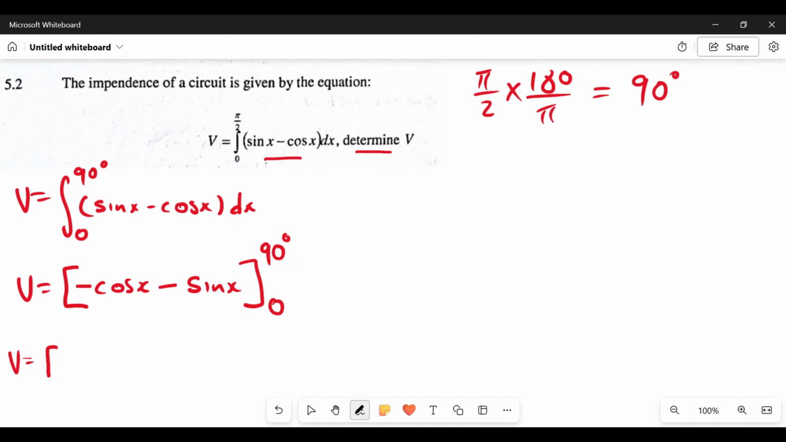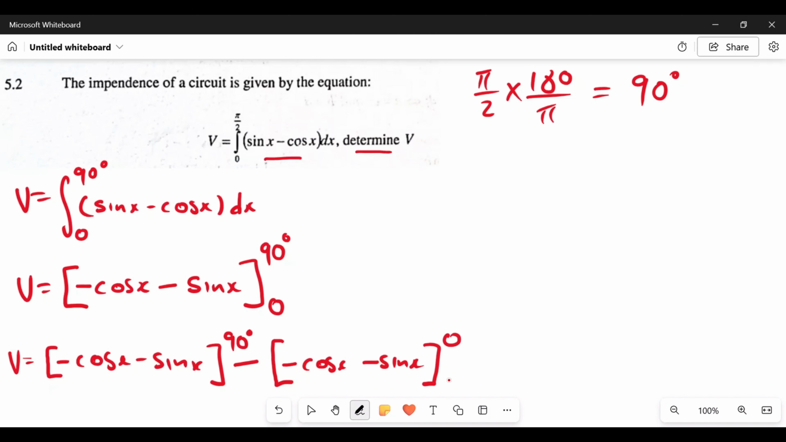The integral, guys, is the same, which is going to be negative cos x minus sine x. But this bracket here is for the upper limit, which is 90 degrees, minus the integral of the lower limit, because the upper limit is always subtracted by the lower limit, which is the same, negative cos x minus sine x. But this time around, we have the lower limit. Guys, do not mistake this for the powers. These 90 and 0 here just represent the upper and the lower limit.